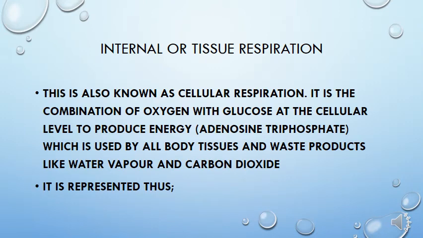Now, if you observe the slide before this slide, you will notice we talked about cellular respiration. Cellular respiration is also known as tissue respiration. In human beings, it is the combination of oxygen with glucose at a cellular level to produce energy. The energy is in form of adenosine triphosphate, also known as ATP, which is transferred to all body parts for energy. And then we have waste products like water vapor and carbon dioxide.